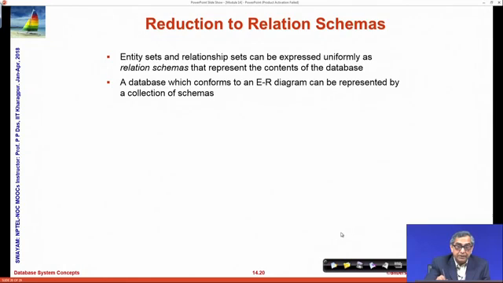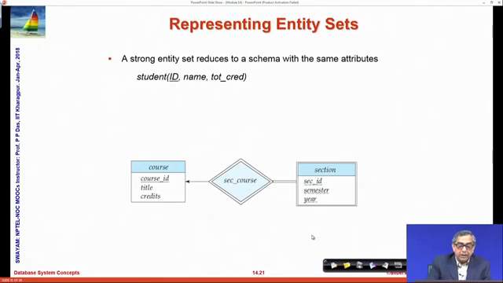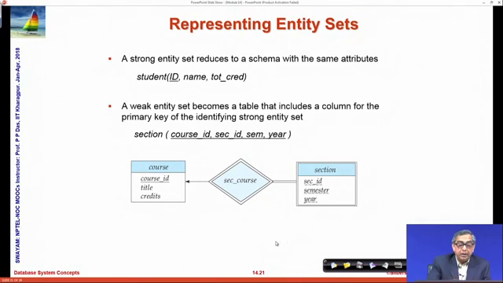And so the database finally can be represented simply as a set of schemas, each one of which must have a set of identifying primary keys. So, let us look into that. A strong entity set reduces to a schema with the same attributes. Here it is student. So, student has ID, name and total credit, which we saw earlier. Now, this gets converted to a schema with ID being the primary key.